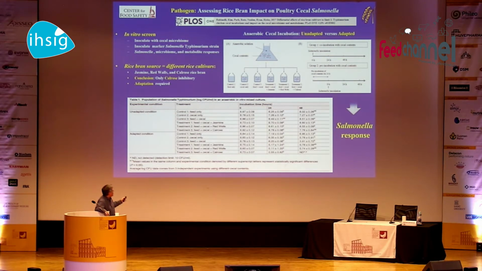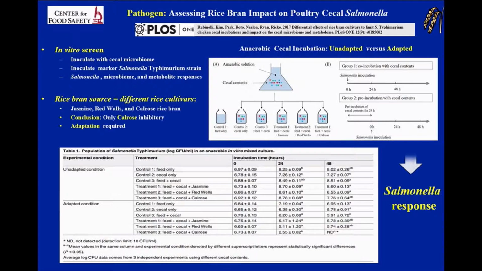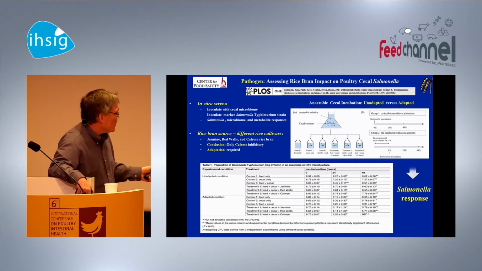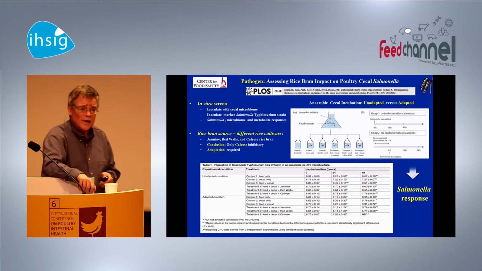And when we look at the numbers here, the thing to look at is that we have treatment, feed plus cecal plus the rice bran, and then of course feed plus cecal, cecal only, feed only. And the big take home here is that only one of these cultivars, calrose, was actually fairly inhibitory to salmonella. The others we really didn't see. In fact, we actually saw some increases in terms of salmonella. And so right away, it jumped out at us that there is a cultivar specificity to this.